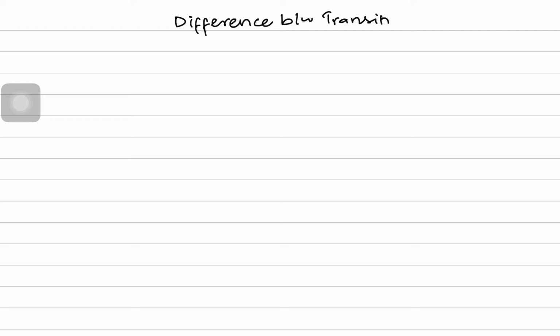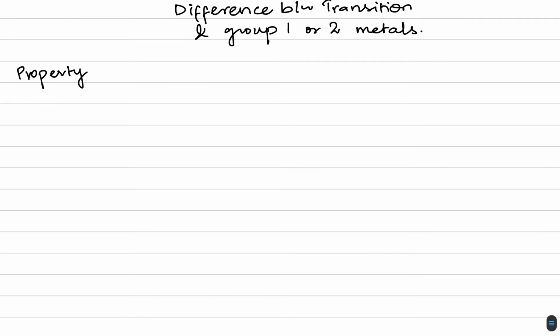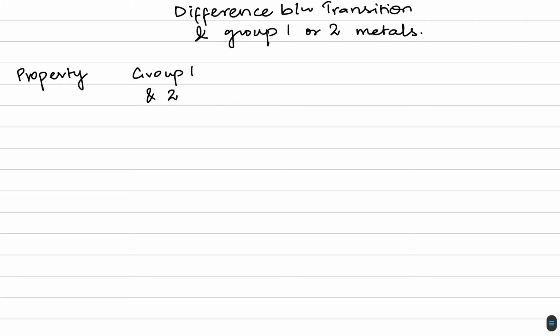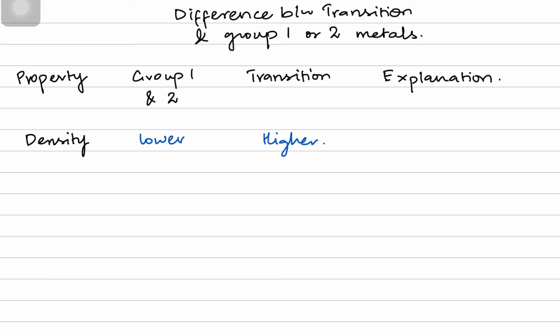Now let's talk about some typical differences between transition elements and group 1 and group 2 metals. I'm going to talk about some properties. We're going to see how group 1 and 2 behave, we're going to see how transition elements behave, and then we'll write an explanation for it. This will help you make your notes for the P4 examination. So let's talk about density first. Group 1 and group 2 have lower densities. Transition elements have higher densities.